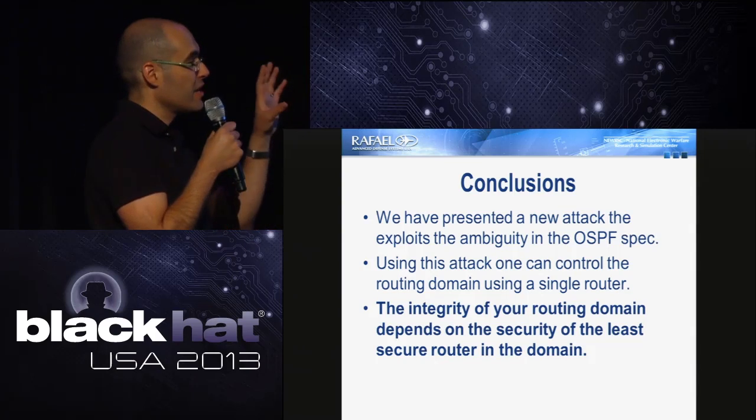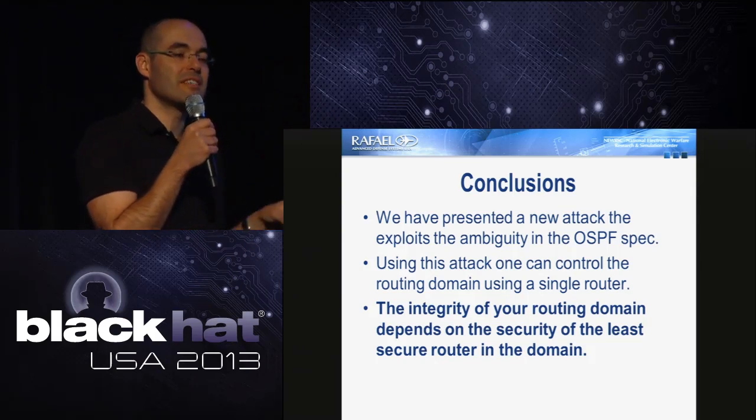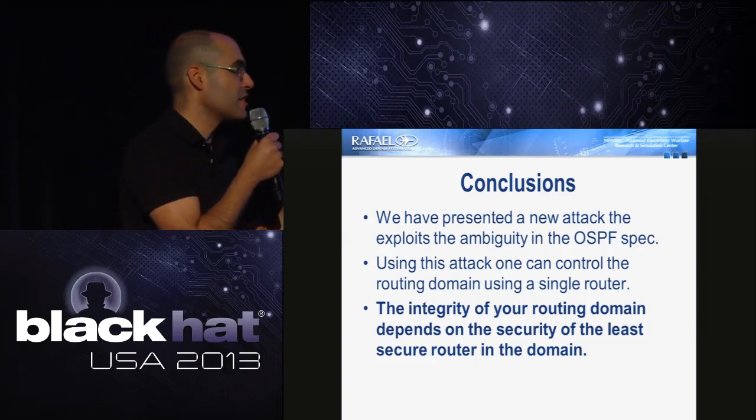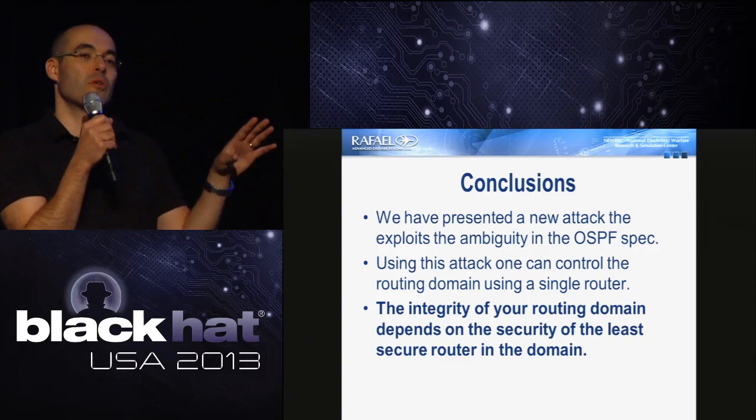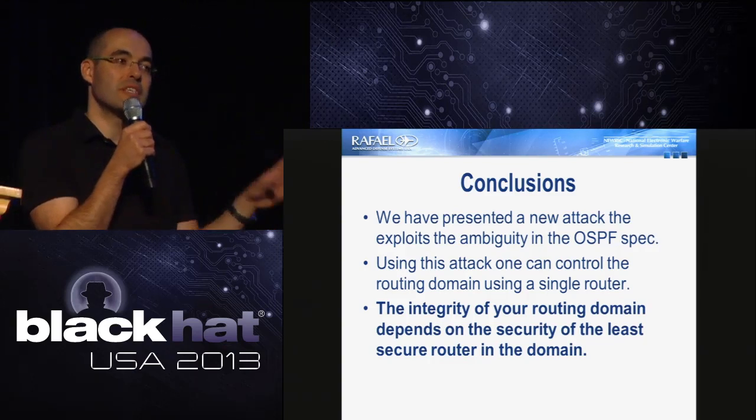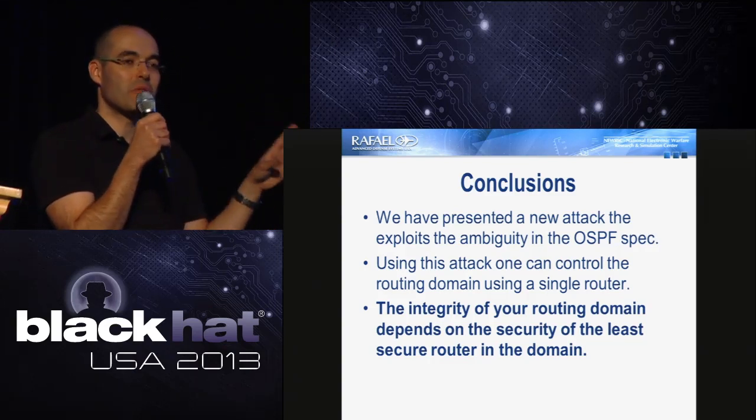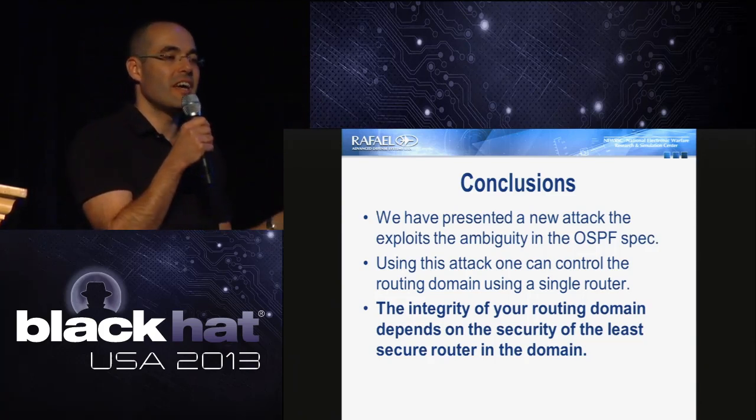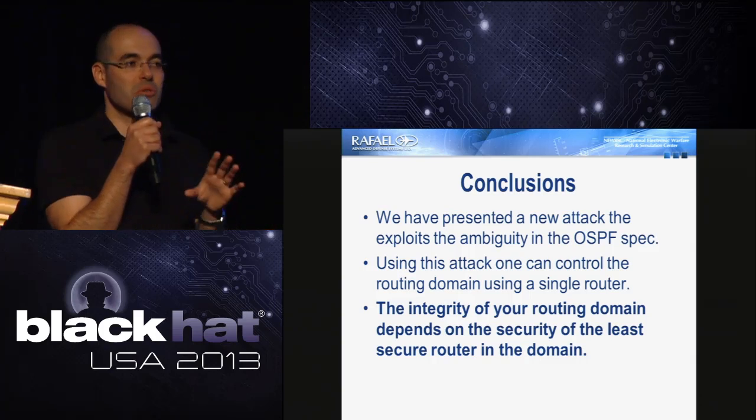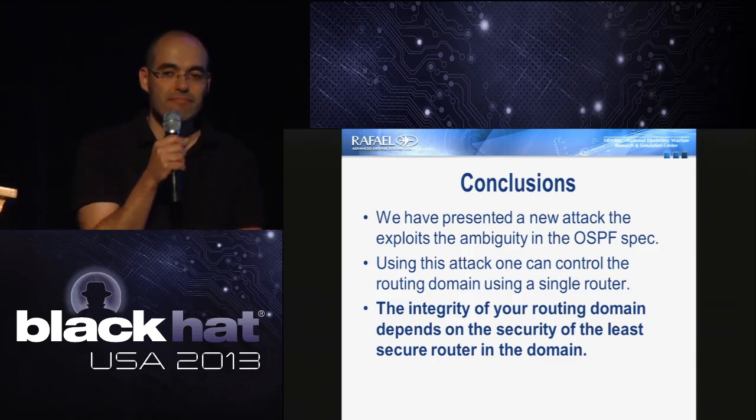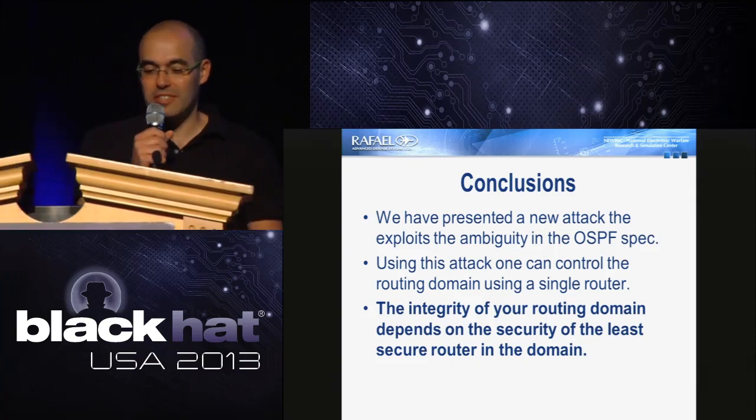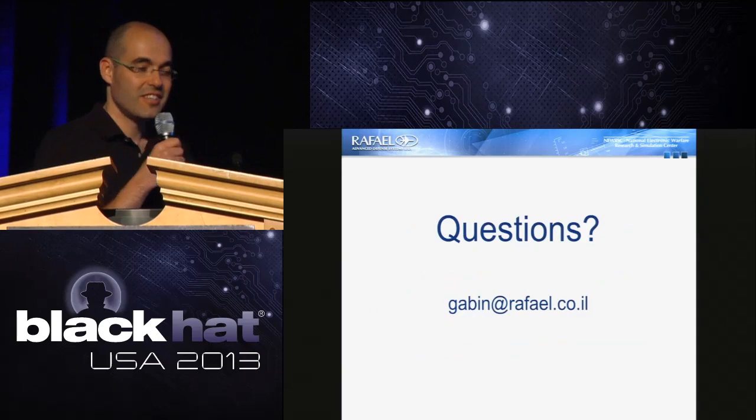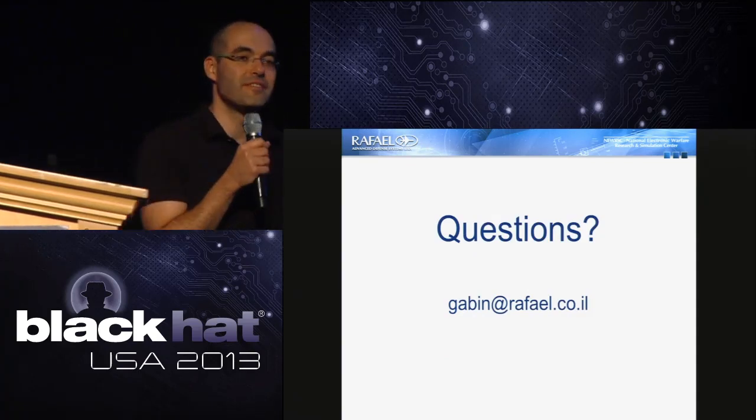The main takeaway I want you to take from this talk is that the integrity of your routing domain depends on the security of the least secure router within your domain. This means that you need to secure your remote access router in the remote branch as much as you secure your core router in your main branch. So this was my talk. I would be happy to answer any questions you might have.